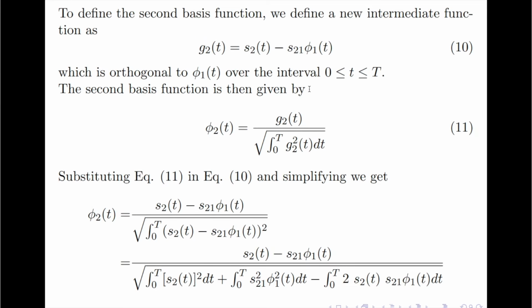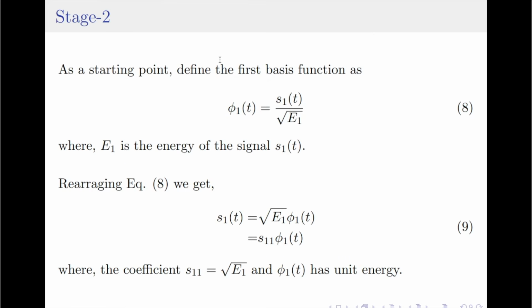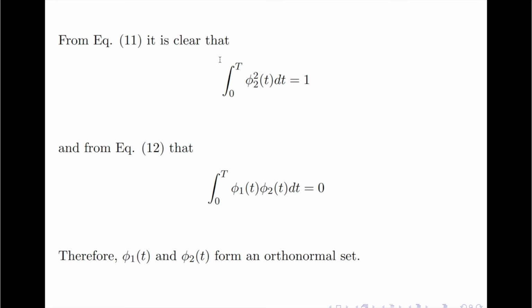Further, since g2 of t is orthogonal to phi 1 of t, it follows that the second basis function is orthogonal to the first basis function, which is given by the equation integral 0 to capital T phi 1 of t into phi 2 of t dt equals 0. That means the two basis functions generated are orthogonal to each other, and therefore they form an orthonormal set. I say it is orthonormal because we have made sure both of them have unit energy, plus they are orthogonal to each other. Right. So, that is how you can construct the second basis function.